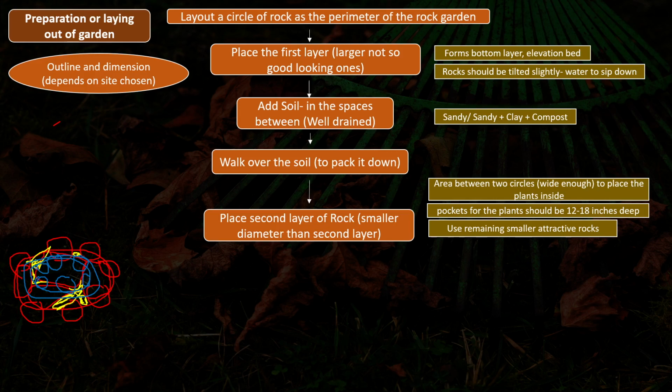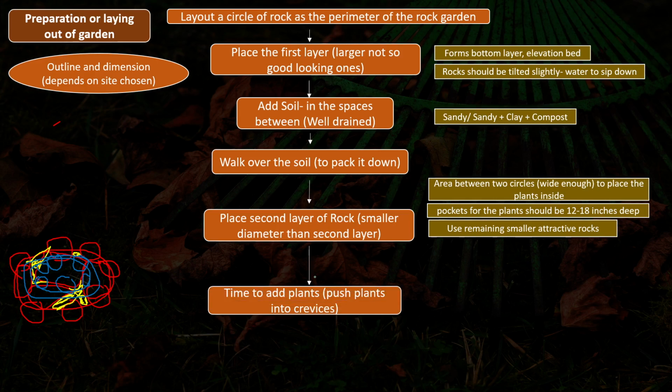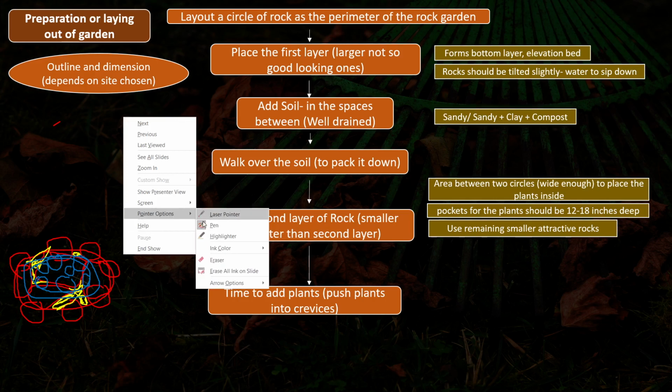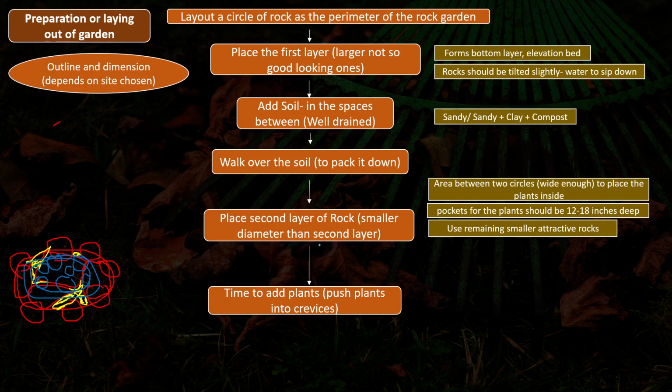And now it is time to add plants. So you need to push plants into the crevices. Wherever you have crevices, you need to push your plants. Now the next step is adding the plants. You have space in between the rocks, so what you can do is put your plant in the crevices, right? Whatever plant you have, put it in the crevices.